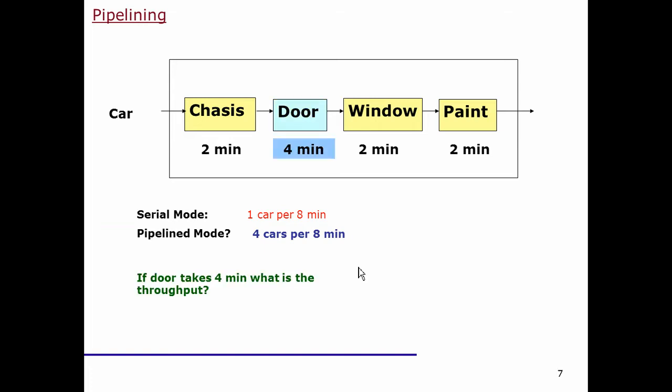And what would happen if the door took 4 minutes as opposed to the other stages that take 2 minutes? Now, what would be the throughput in such a system, given that now a car takes 10 minutes to process as opposed to 8 minutes, and you've also got a lopsided pipeline? Well, sometimes the answers are easier to get when you relate things to food. So let's convert this to a food example.